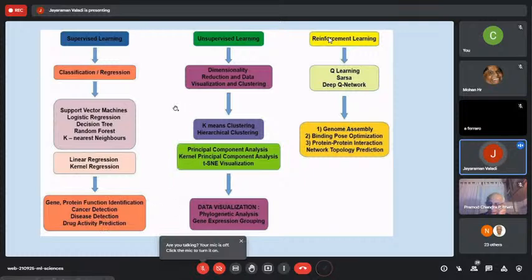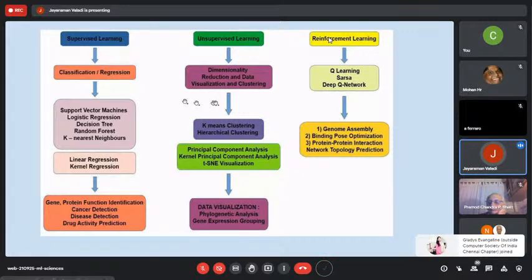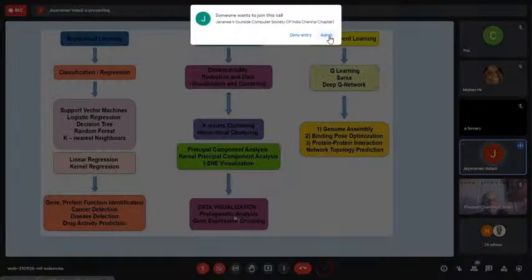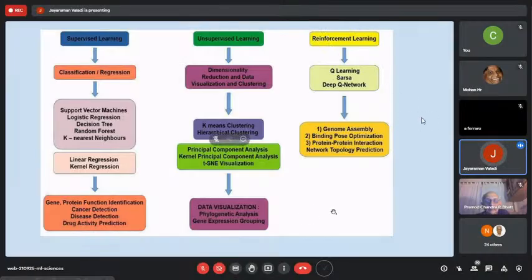Unsupervised learning methodology, again, derives structure from the data without any labels. It can be used for dimensionality reduction as well as data visualization and clustering. Multiple algorithms are there for clustering and data visualization. The usefulness is to group gene expressions into different groups, and for phylogenetic analysis of multiple sequences and to visualize data. Reinforcement learning also can be used for multiple purposes.